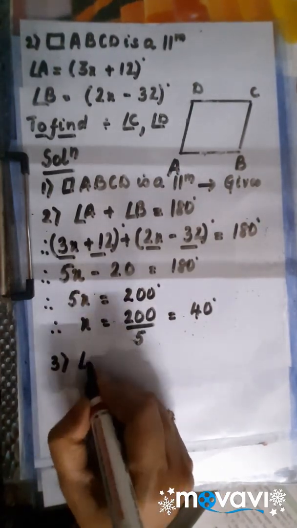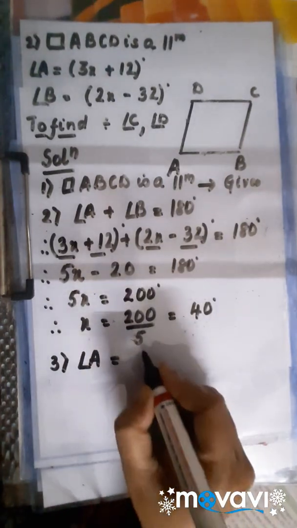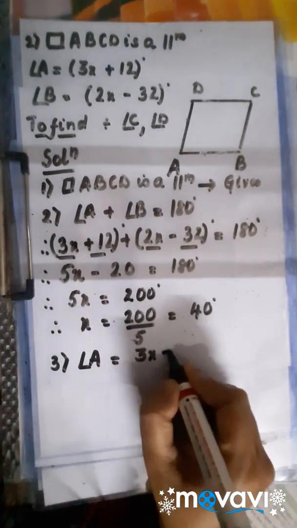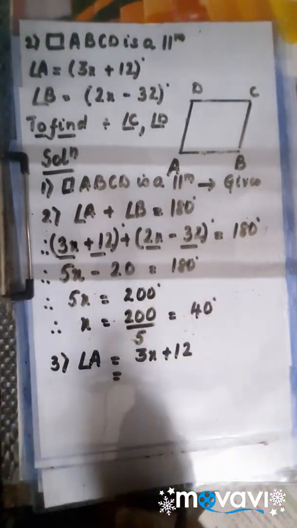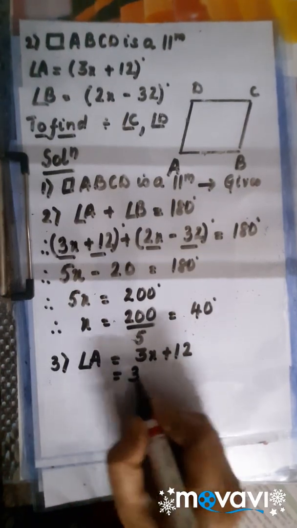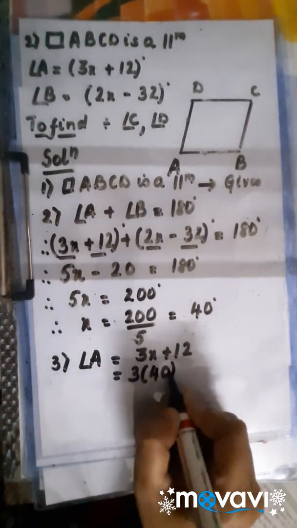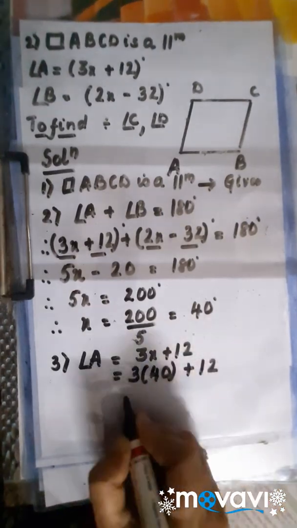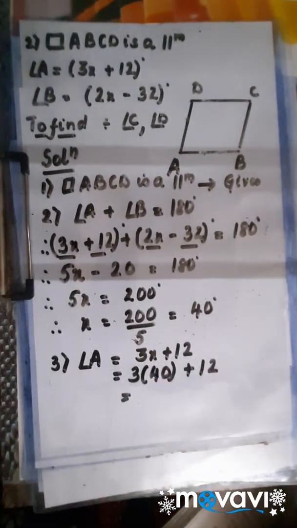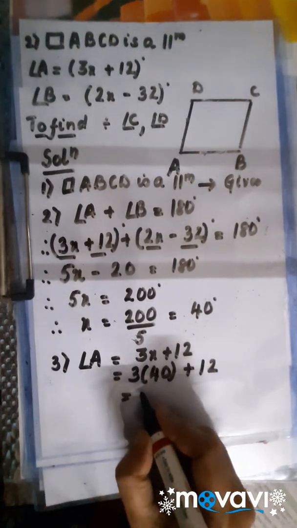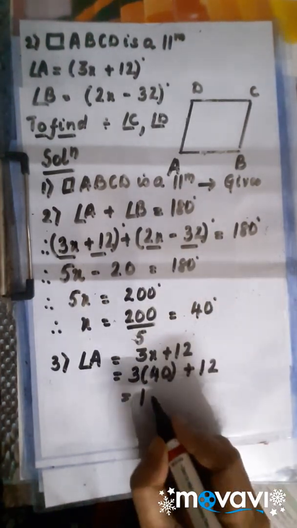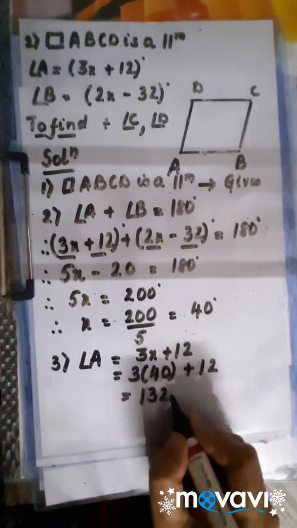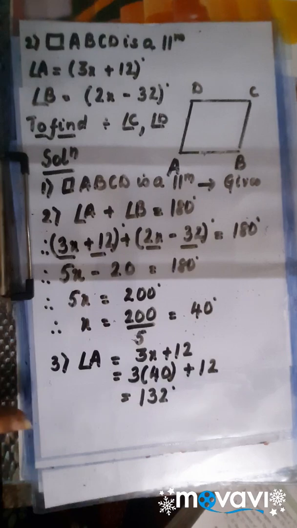Now, angle A, therefore, is equal to 3x plus 12. So, what does that become equal to? 3 into 40 plus 12. So, 120 plus 12 is equal to 132 degrees. So, my angle A is equal to 132 degrees, correct?